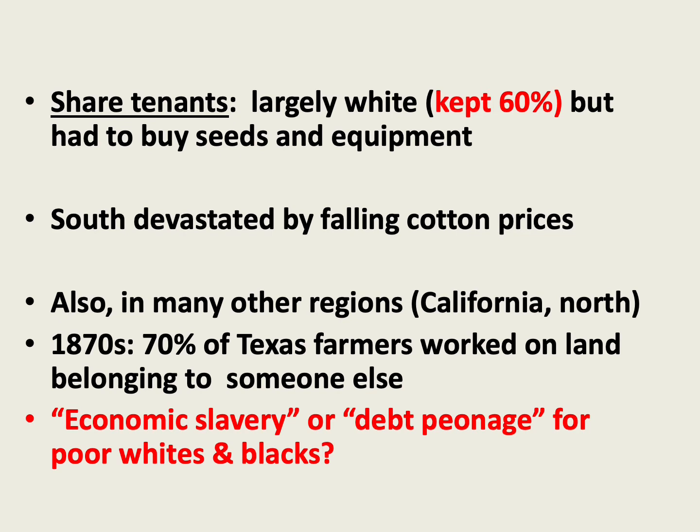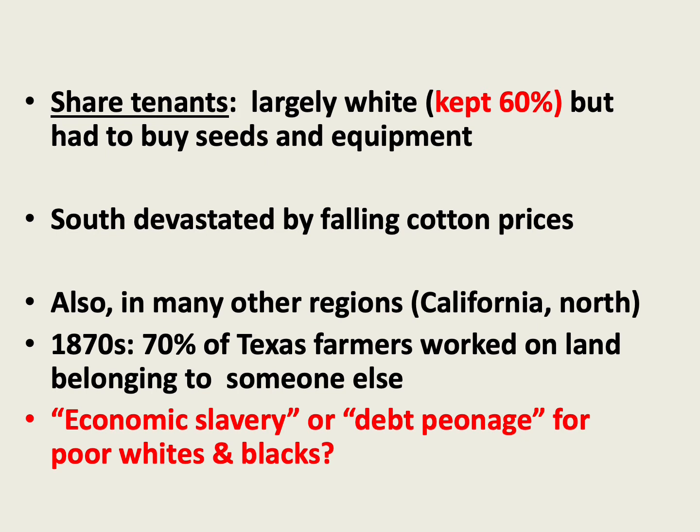And it's important to realize, and I'll show you a map in a minute, in many other regions of the country, including California and many of the northern states, farmers worked with similar tenant or sharecropper systems. Now, in the 1870s, 70% of the farmers in Texas were working on land that belonged to someone else.